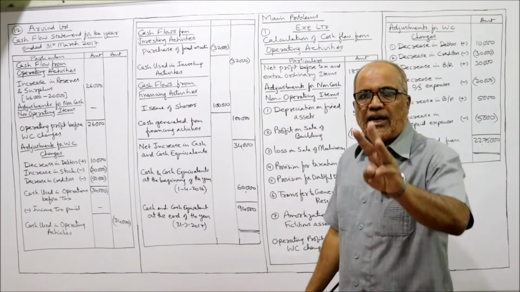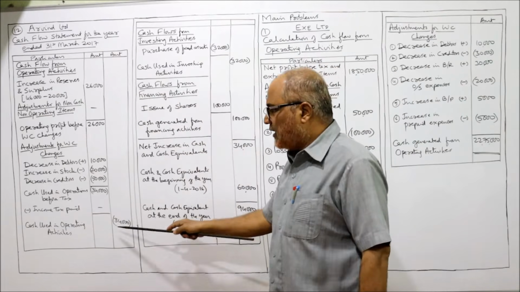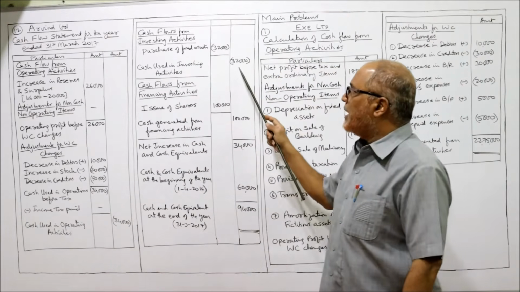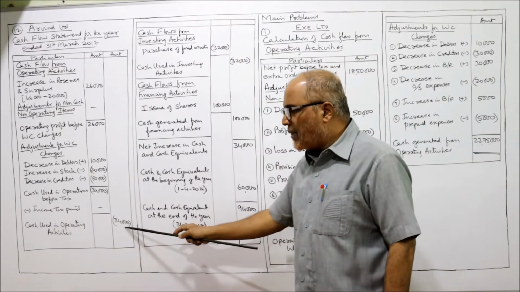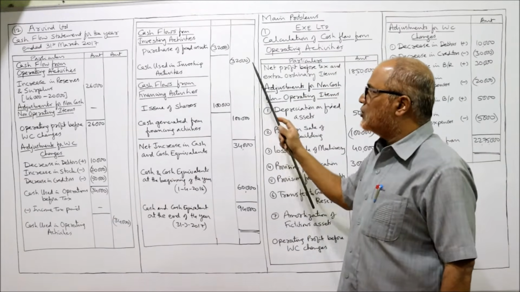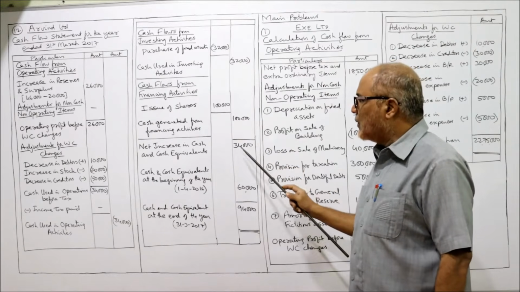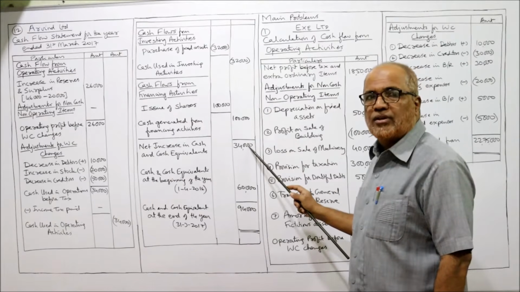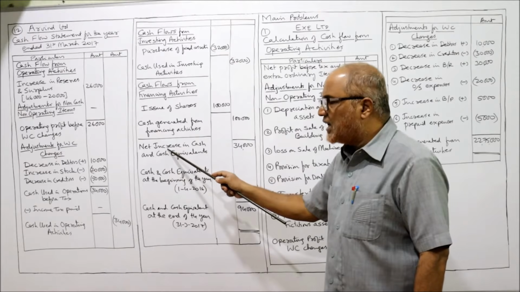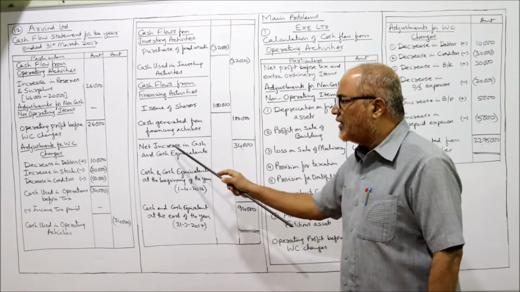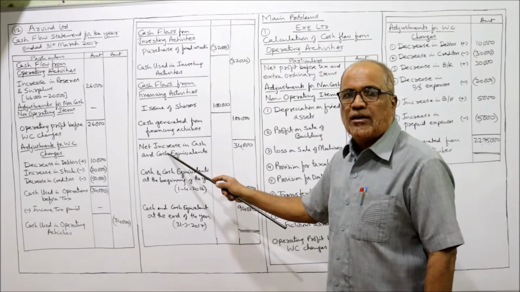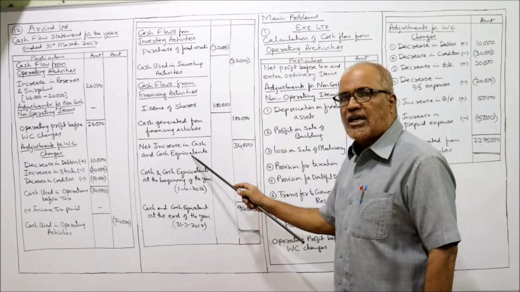That's all. Now three values we have in the outer column. Here minus 34,000, here minus 32,000, here plus 1 lakh. So find out minus 34,000 minus 32,000 plus 1 lakh. You will get 34,000 positive. This is called net increase. If you get positive, net increase. If you get negative, net decrease. Here we have net increase in cash and cash equivalent.